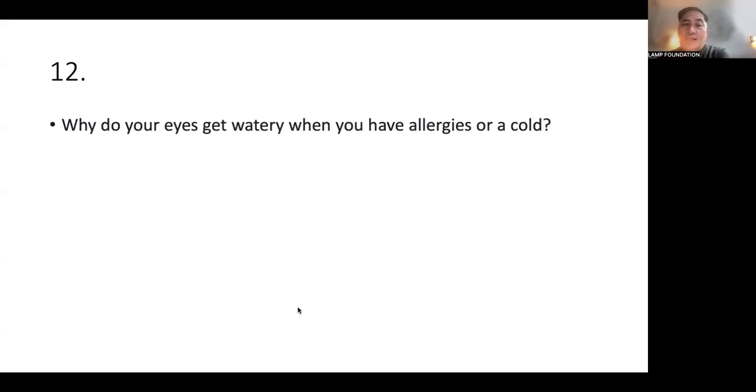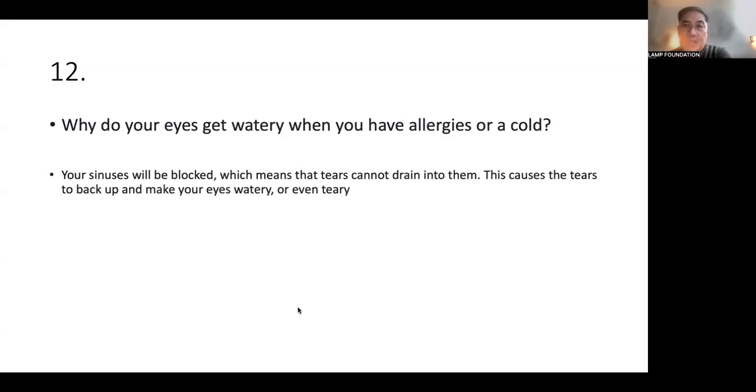Why do your eyes get watery when you have allergies or when you have a cold? Sinuses will be blocked, which means that the tears cannot drain into them, which causes the tears to back up and make our eyes watery. Blockage of the sinuses, so tears cannot drain into the sinuses.